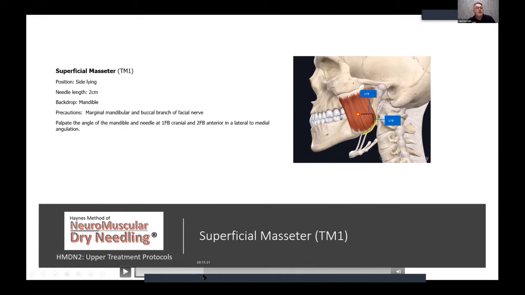So here, ideally, in a side-lying position, needle length is about 2 centimeters. It could be a little less than that. The backdrop will come straight down onto the mandible. The precautions here are the marginal mandibular and buccal branch of the facial nerve. Here we're going to palpate the angle of the mandible, and we're going to needle at 1 finger breadth cranial and 2 finger breadths anterior in a lateral to medial angulation.